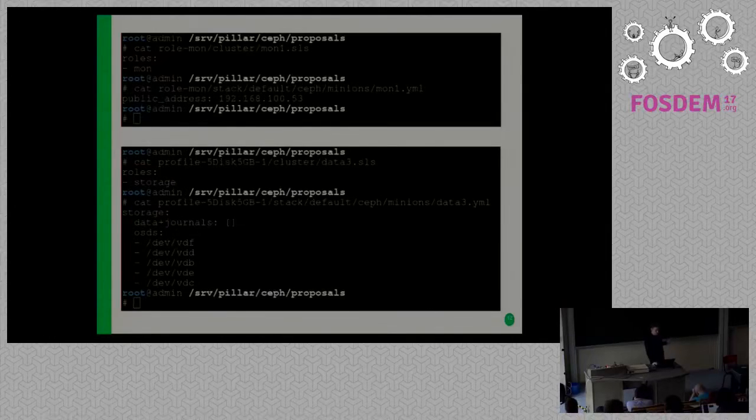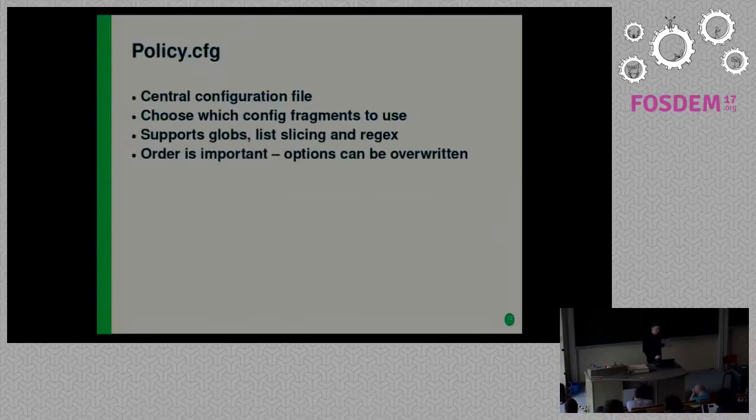Okay, so you have all your proposals now. Now it's time to come up with the policy.cfg. So as I said, this is the central configuration file. Basically what you do is you include a whole bunch of these configuration fragments, and DeepSea will then in another stage collect and compile all those configuration fragments and create a config out of it.